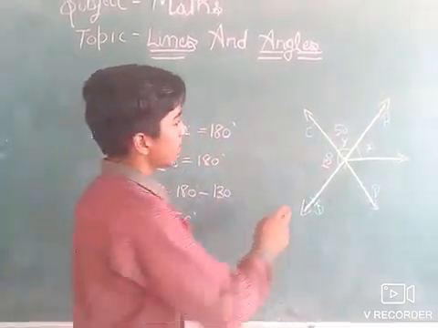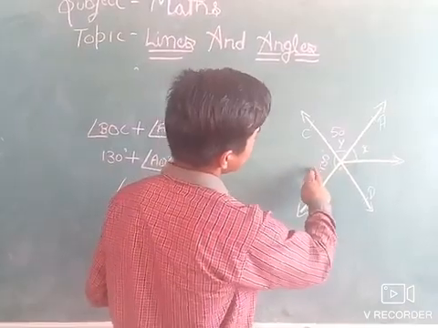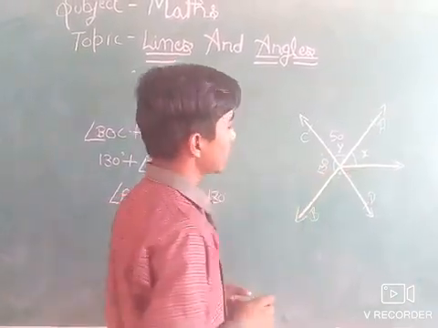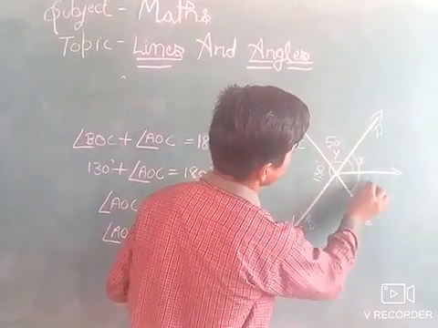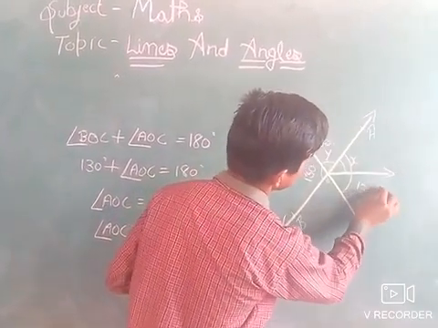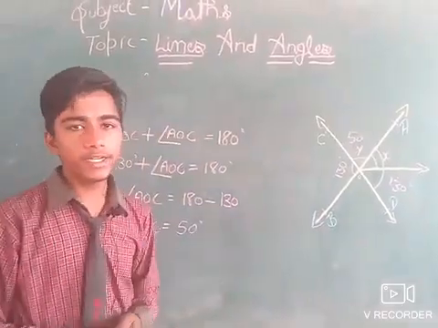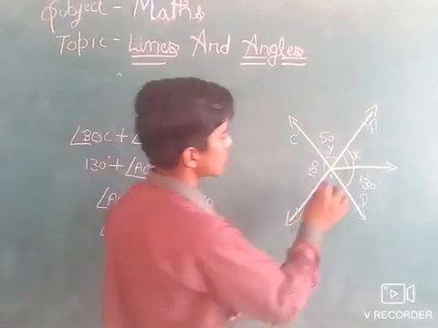Now see, these are making a pair of vertically opposite angles. This full angle is 130 degrees and half of 130 degrees is 65. So this angle is 65 degrees.